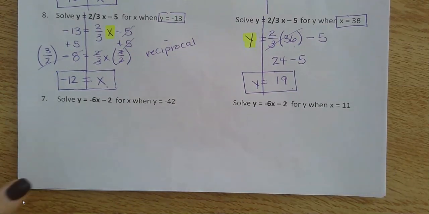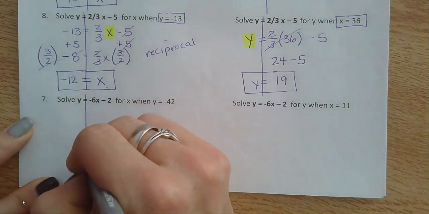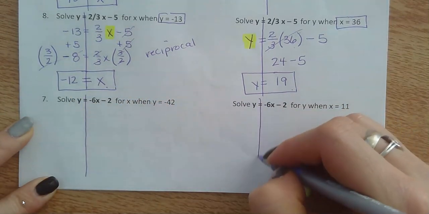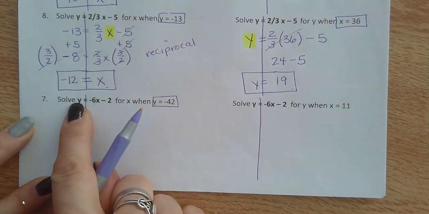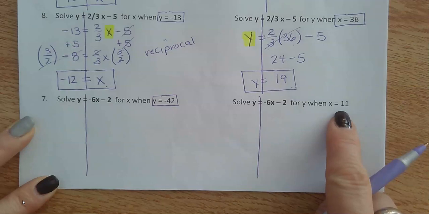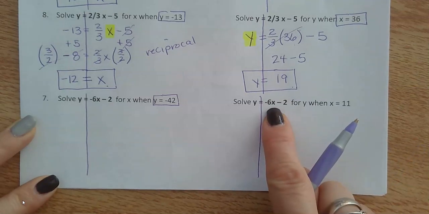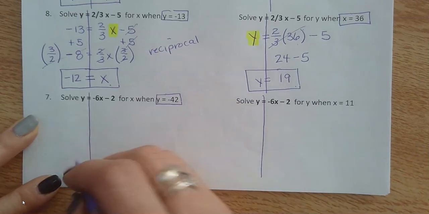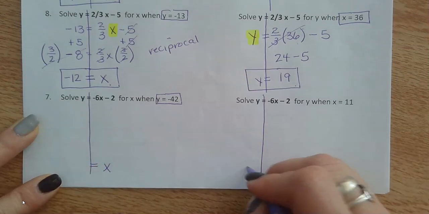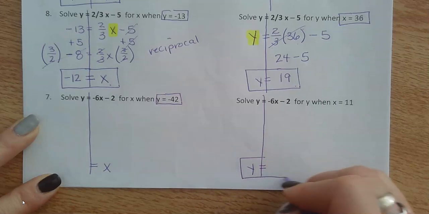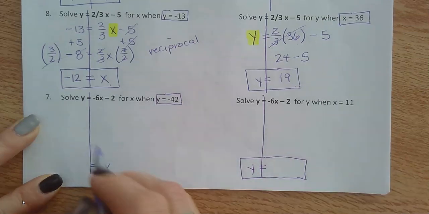Okay, I want you to do these all on your own. We'll draw the line down. You know you're going to be substituting in negative 42 for y on this side. Substitute 11 for x on this side. Work it all the way until you have a value for, let's see, this one is a value for x and a value for y. And then hit play when you're ready to check.